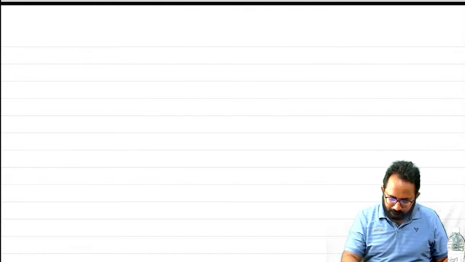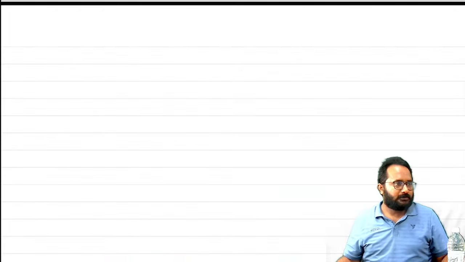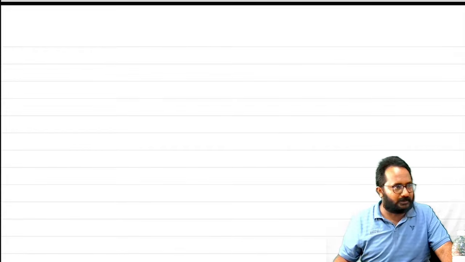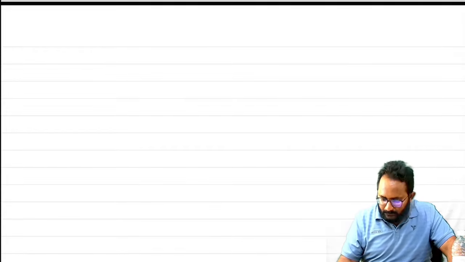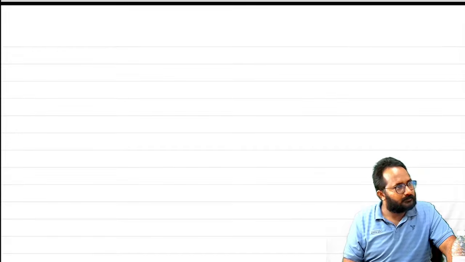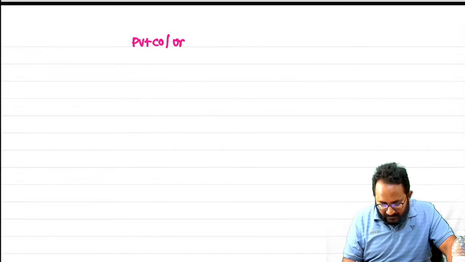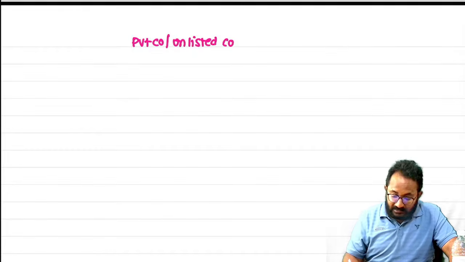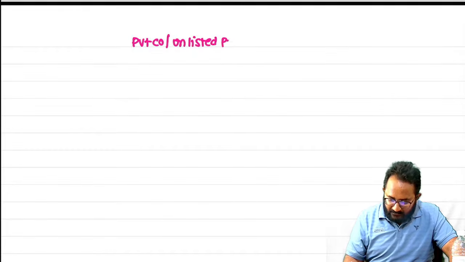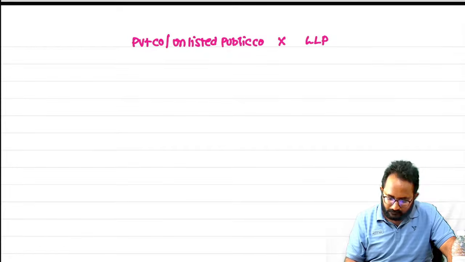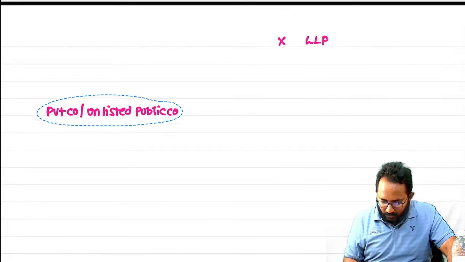Shall we discuss one more conversion? Yes. Questions combinedly we will discuss for the 3 conversions. What is the next conversion? Private company. Next one, unlisted public company. Listed companies you can't convert. An unlisted company, that too an unlisted public company, you can convert into what, ma? LLP. You can convert into LLP.